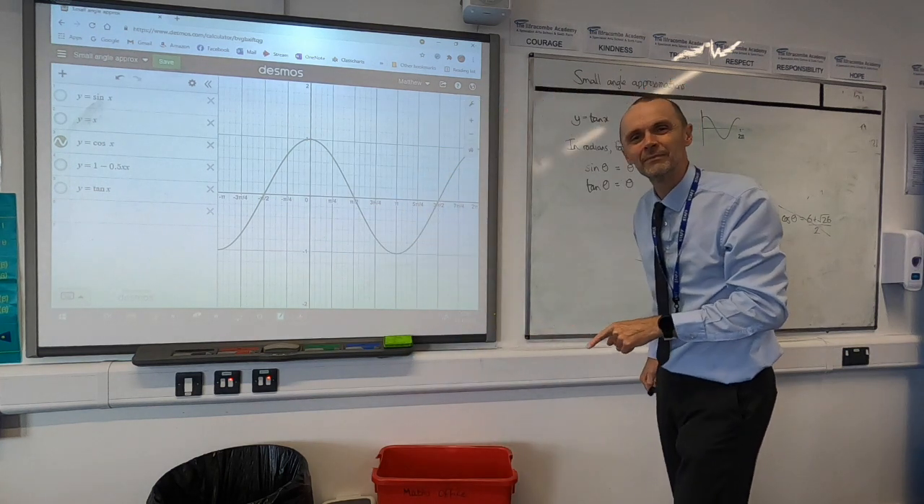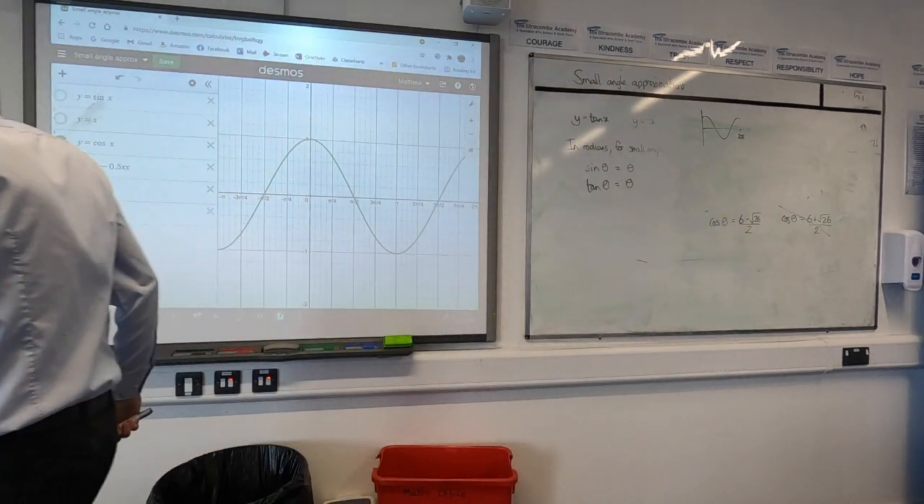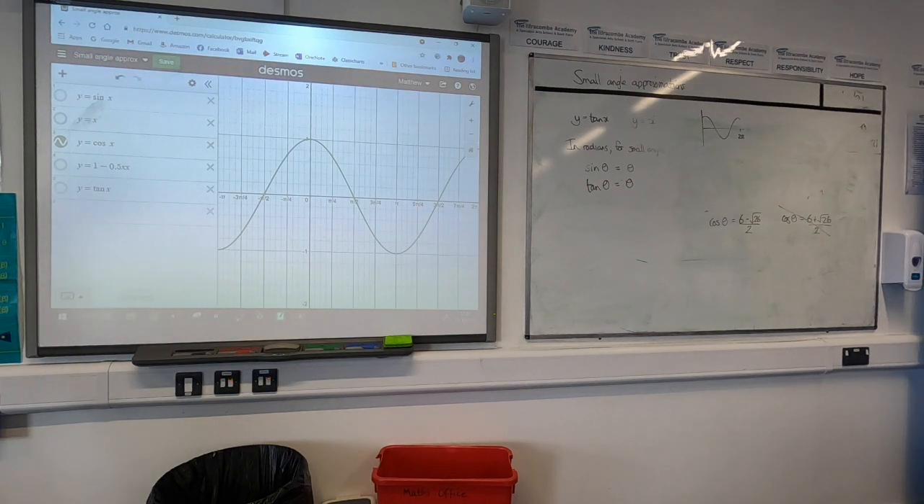But I tell you what, this shape here looks a little bit familiar. It looks a bit like a parabola, doesn't it? Yeah, it's an upside down parabola, so it's y equals minus x squared. So let's have a go. Okay, so if I type in y equals minus, I think I'm going to put my x in brackets, x squared in brackets.